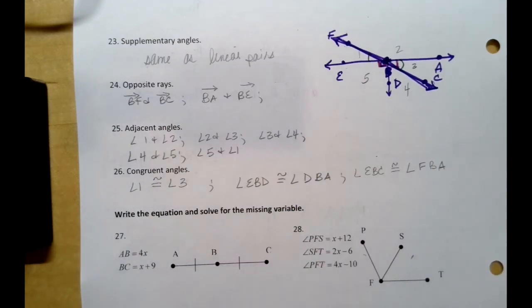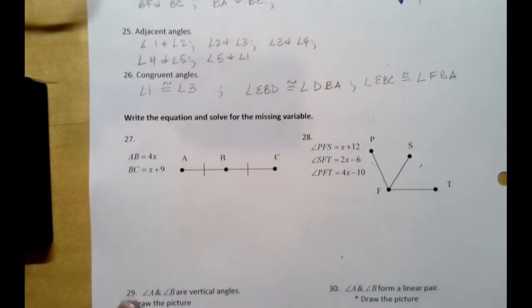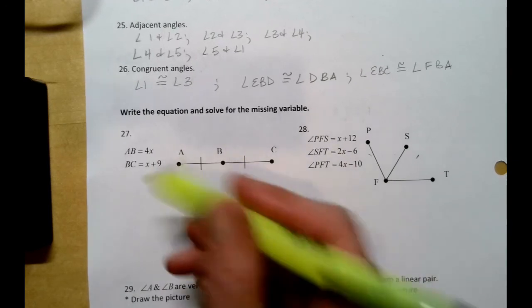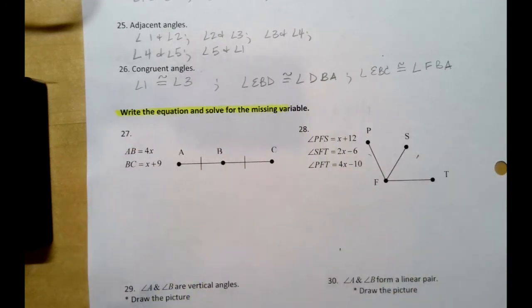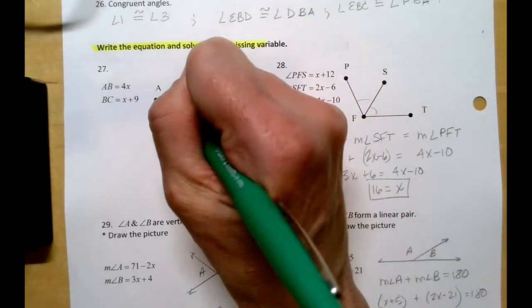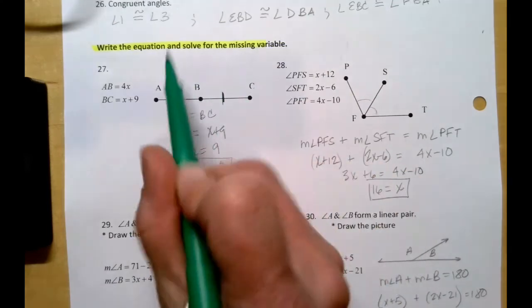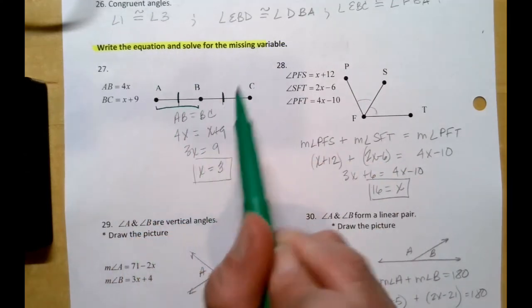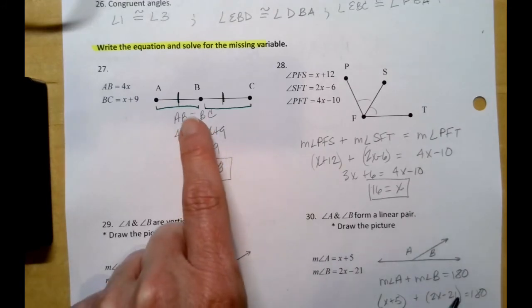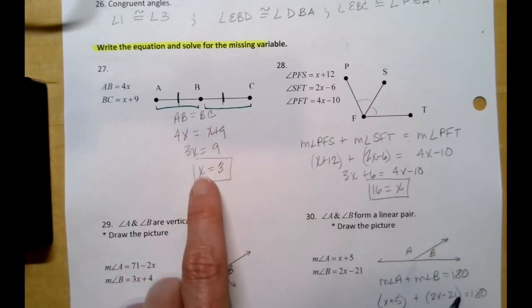All right, so for this next part, write the equation and solve for the missing variable. So the important part is that you know what equations to set up. So read carefully, come back and check your answers. All right, so we want to make sure you know how to set up each of these equations. These hash marks here are going to tell me that this distance here from A to B is going to be the same as this distance here from B to C. That's what it looks like geometrically. This is what it looks like algebraically, and then I can solve for x.